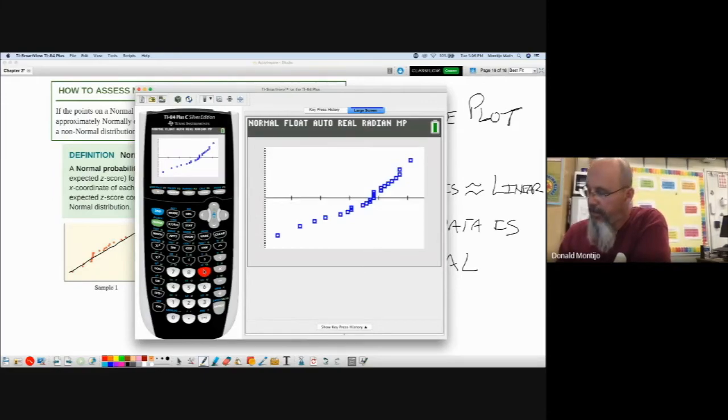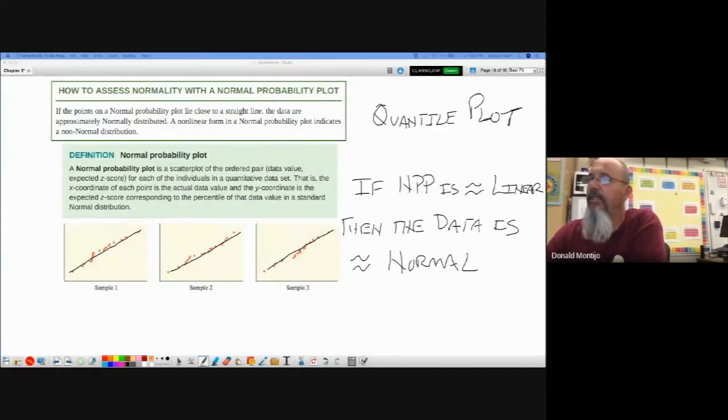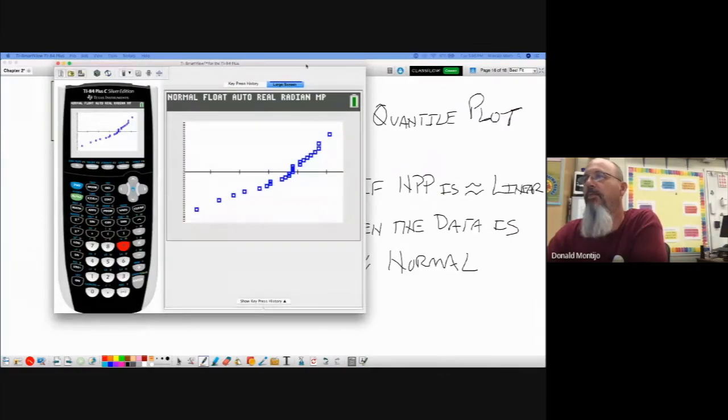Hey, it fits. Now, does this look approximately linear? Yeah, it does. I mean, there's a few little wiggles and squiggles in there, but overall, it appears to be linear. Therefore, if the normal probability plot is approximately linear, then the data is approximately normal. So we can say, yes, the data from our test scores is approximately normal because the normal probability plot is approximately linear.